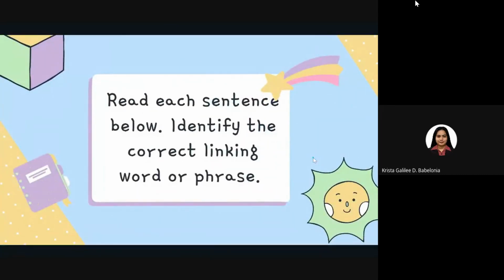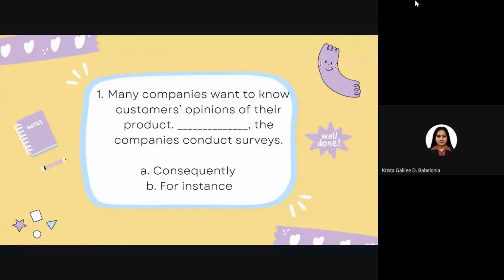Okay, let us again have an activity. Read each sentence below, identify the correct linking word or phrase. You can put your answers on the chat box, okay? So for number one, many companies want to know customers' opinions of their product. Blank, the companies conduct surveys. Is the answer letter A, consequently, or B, for instance? Correct, Mariah. It's consequently. Many companies want to know customers' opinions of their product. Consequently, the companies conduct surveys. All right.